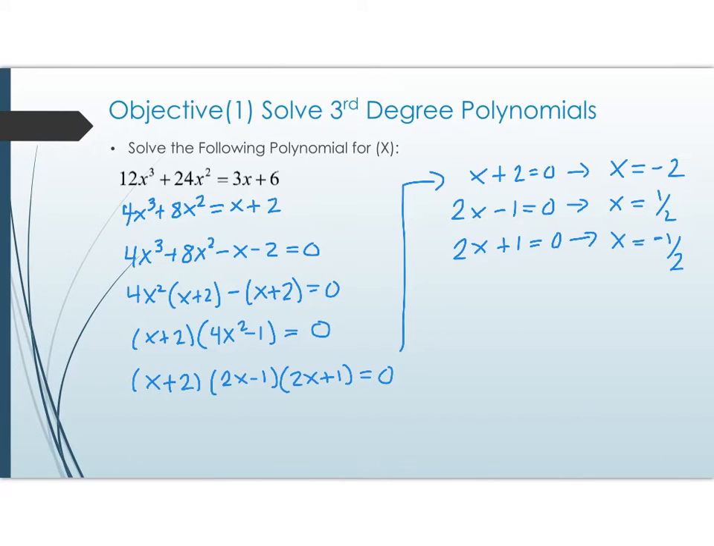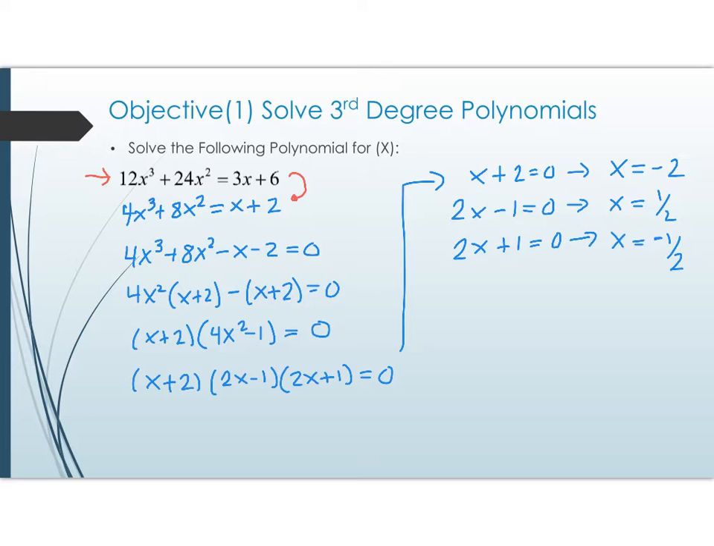So in our first example, we have the following equation: 12x cubed plus 24x squared is equal to 3x plus 6. The first step is to divide both sides of the equation by 3. The reason we do that is so that we can deal with lower numbers. So when we do that, we get 4x cubed plus 8x squared is equal to x plus 2.